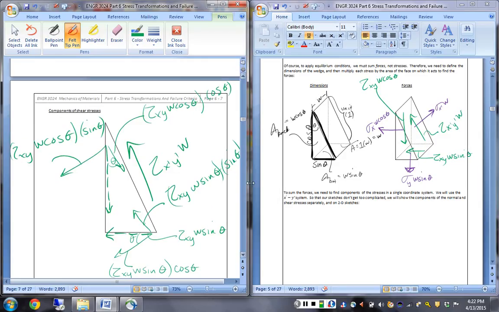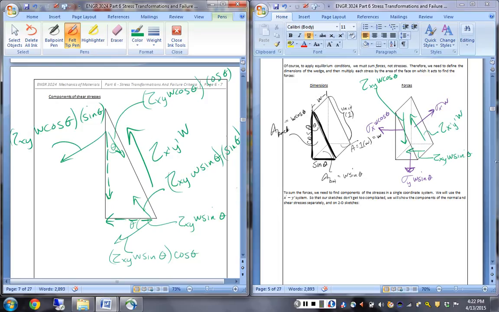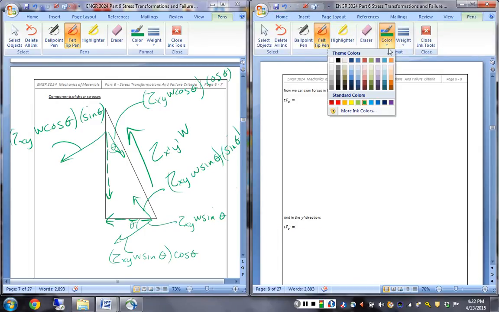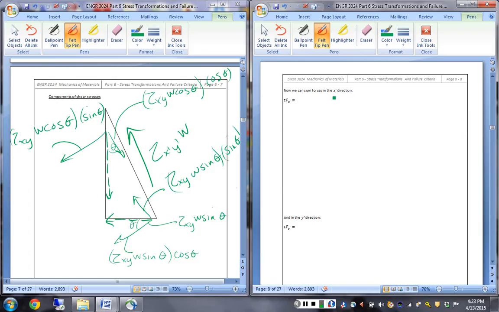So I'm going to come over here, and I'm going to start with the shear stress terms. What are my forces? What's my sum in the x prime direction? What do I have going on in x prime? I got one of those, and I got one of those. And both of those are in the minus x prime direction. So I know I've got minus tau xy, w cos theta sine theta, and I have a minus tau xy, w sine theta cos theta. But hey, those are kind of the same thing. So really I have two of that.